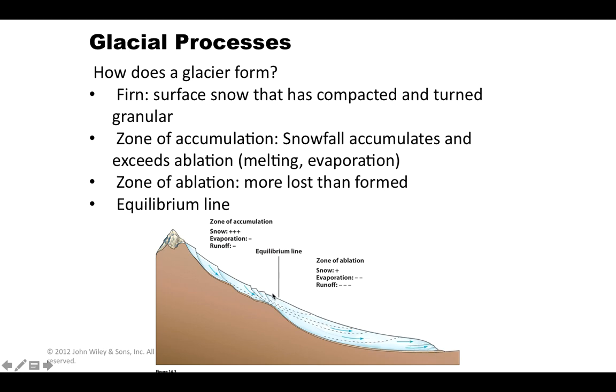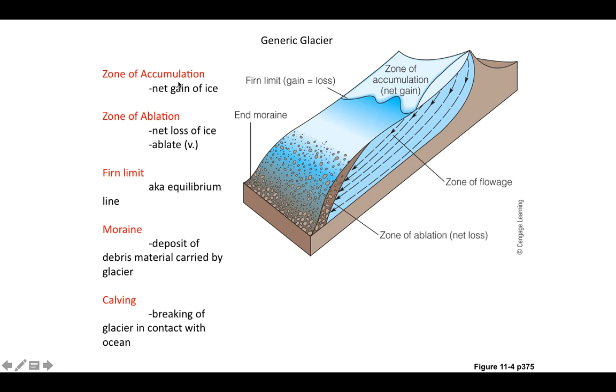And there's going to be an equilibrium line somewhere between the zone of accumulation and the zone of ablation. You have a line where nothing's really happening. It's neither building up nor running off. Zone of accumulation, once again, that's where we're gaining ice. We see a net gain of ice. Our zone of ablation, that's where we see a net loss of ice. We are losing ice. The firn limit, the equilibrium line, where basically nothing's happening. We are neither gaining nor losing.